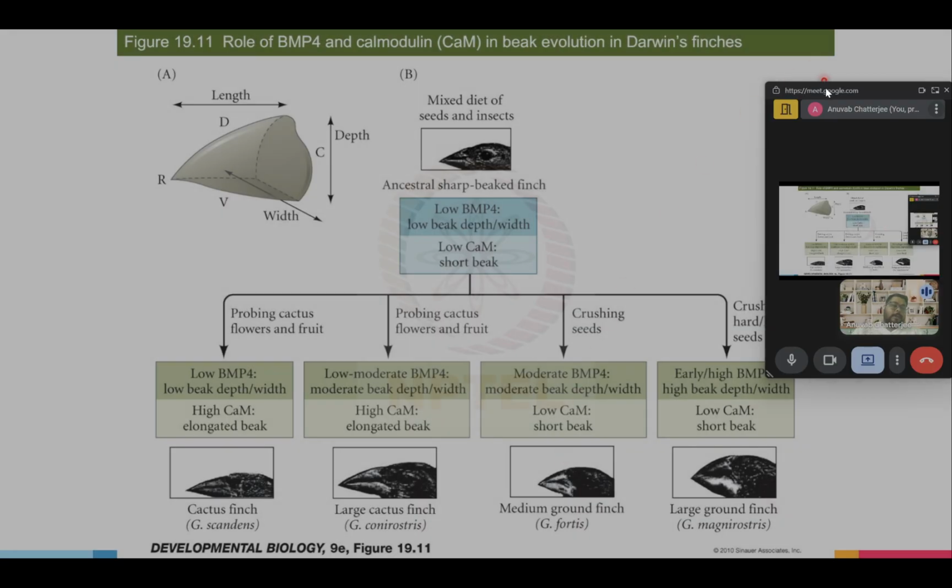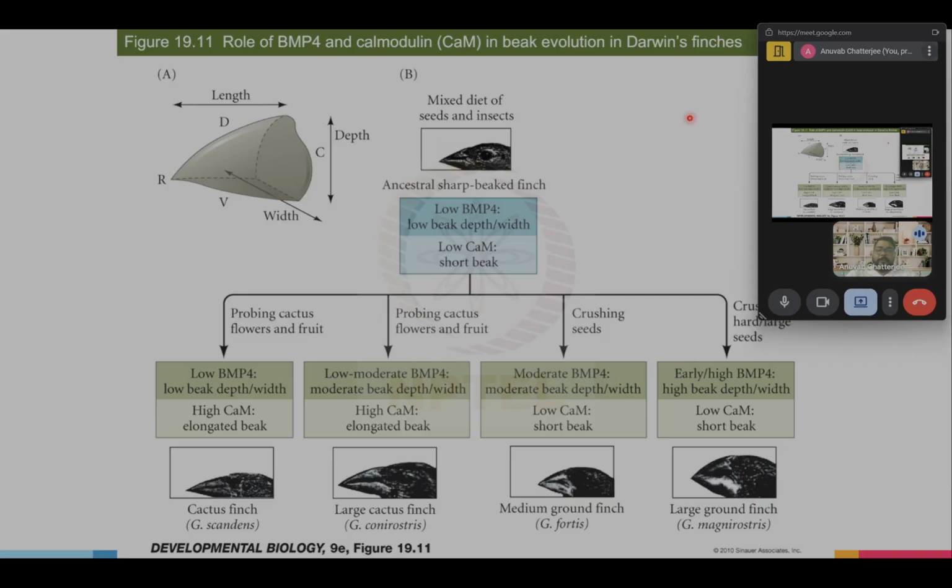And taken together, people finally figured out that the length and width of the beak was determined by BMP and calmodulin expression, which was the developmental and molecular understanding behind how these different species evolved. So when you have low BMP, then you have low beak width.